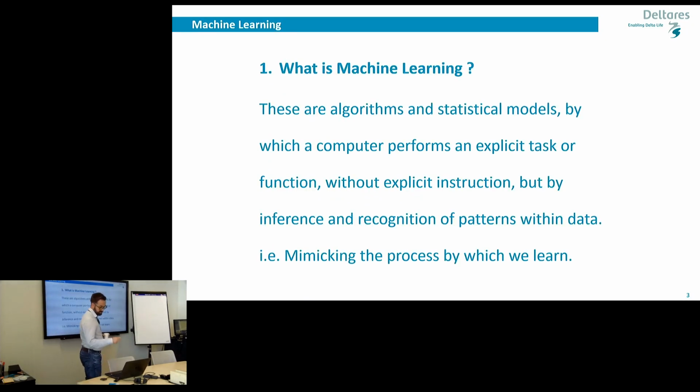So, what is machine learning? Essentially, these are algorithms and statistical models which perform an explicit task without actually being explicitly told how to do it. So it learns for itself relationships, correlations, inferences within the data in order to perform a task. So i.e. mimicking the processes by which we learn as humans.